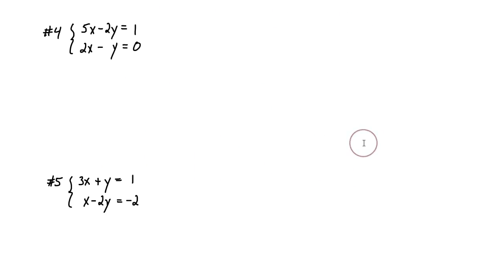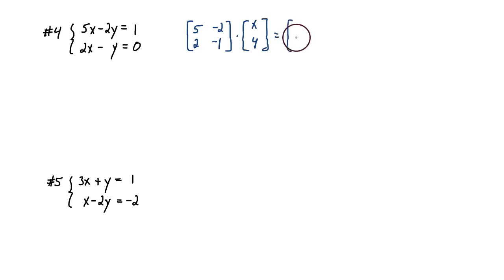Now number 4. We're going to do the same thing. So first step, write it using matrices. 5, negative 2, 2, negative 1. Our variables matrix has x and y. Our constants matrix has 1 and 0.